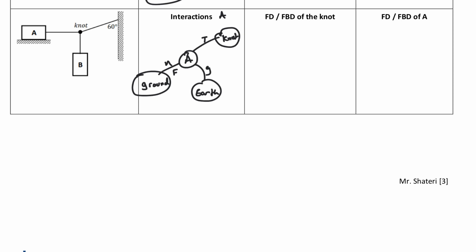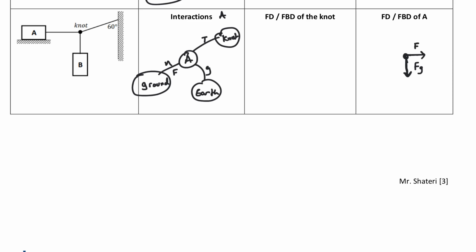So I'll do A first, and then I'll do the nuts. Okay, for A we got Earth, so that's force of gravity, gravitational force. We got tension force in this direction, pulling it.